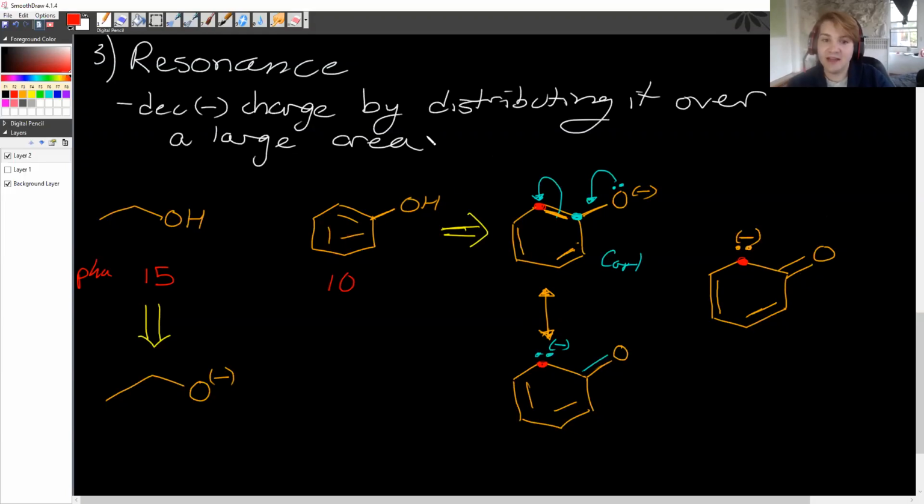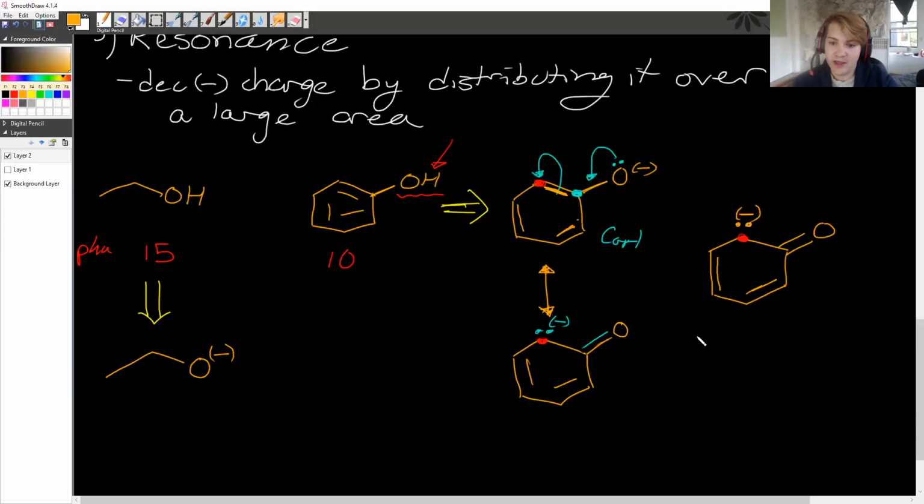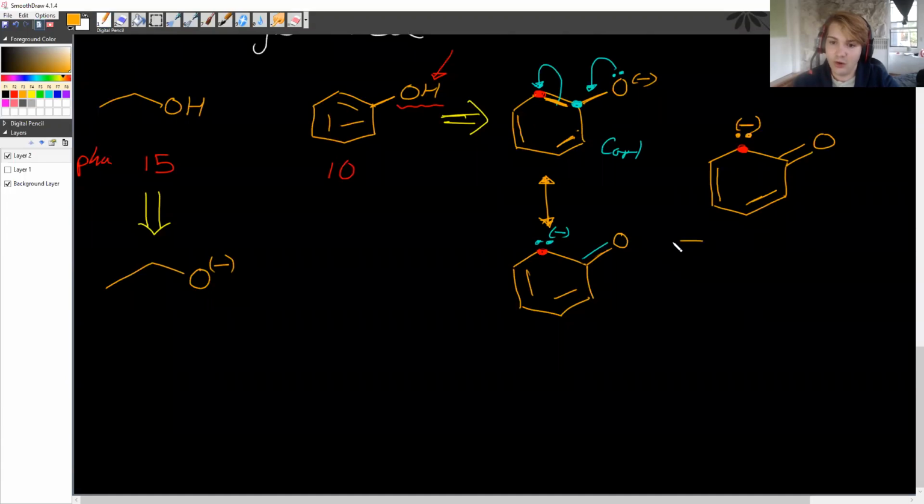And so that's going to increase the acidity of this oxygen. Because remember, this is where the negative charge was originally. This is where the proton that gets donated was. So by reducing that negative charge, we're going to increase the acidity. What I want you to know for right now is that phenol has 4 locations where that negative charge can show up. And I'll go through this later and explain resonance a little bit more.